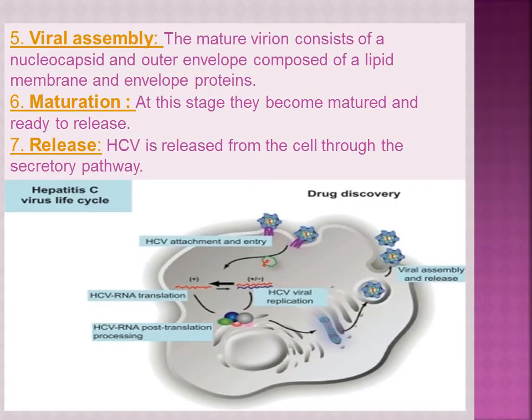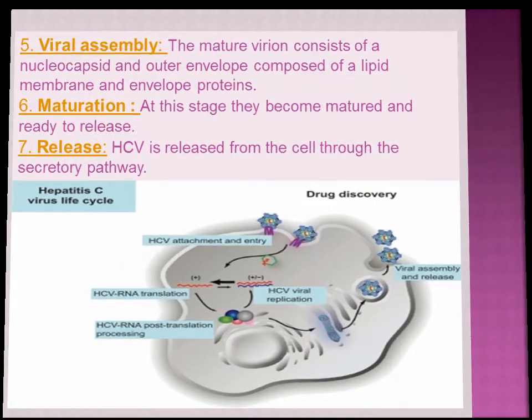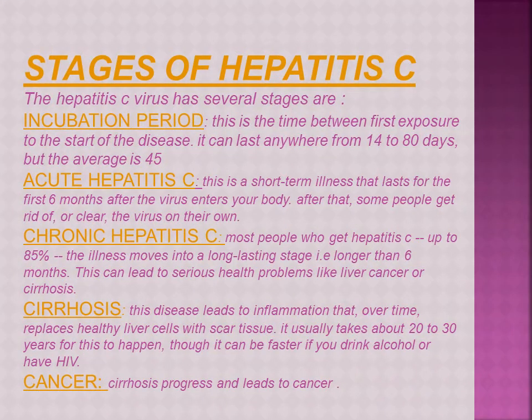After that, viral assembly takes place. The mature virions consist of a nucleocapsid and an outer envelope consisting of lipid membrane and envelope proteins. After that, maturation takes place. At this stage, they become mature and ready to release, and they are released from the host cell by the secretory pathway. After that, I will be discussing the stages of hepatitis C.